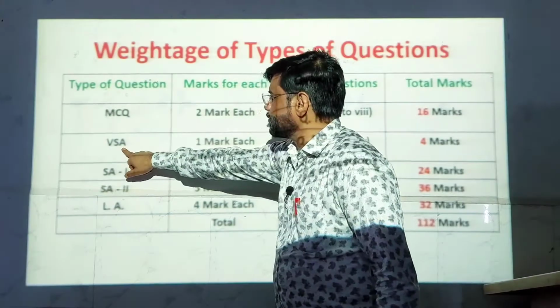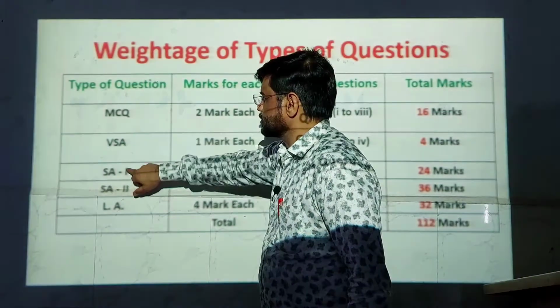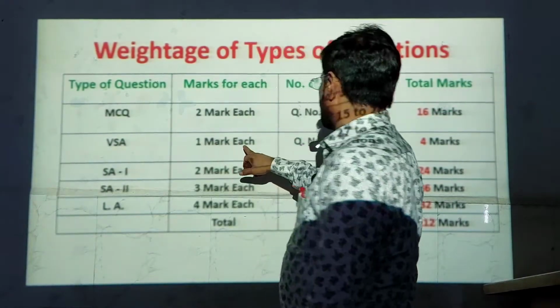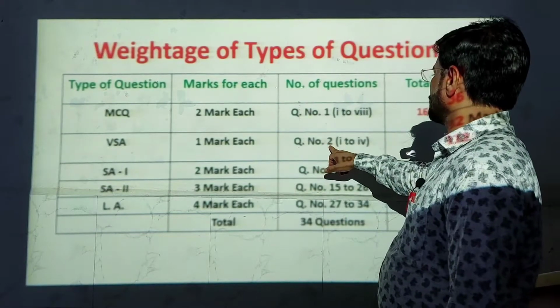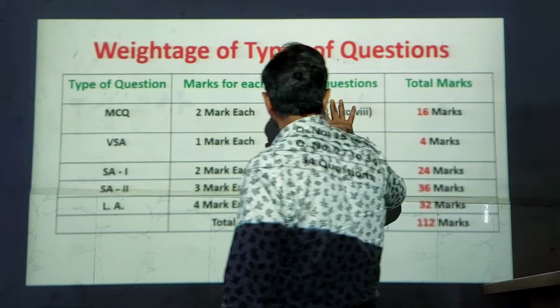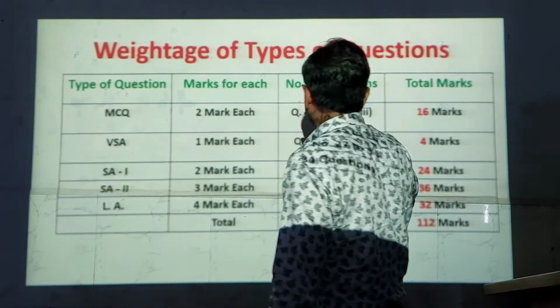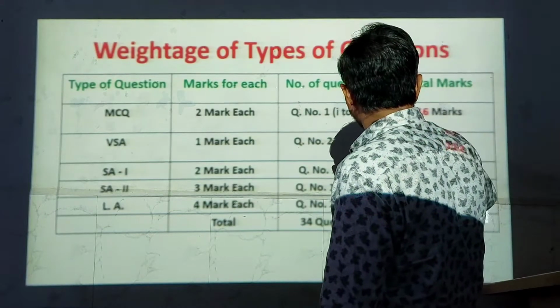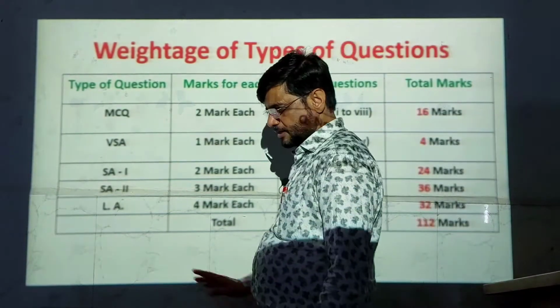Very short answer type question. See, there are very short and short answer type questions. Very short answer means having 1 mark each, and question number 2, here the sub questions are 1 to 4. This section A is compulsory, that is question 1 and question 2. It means 16 plus 4, this 20 marks is compulsory.